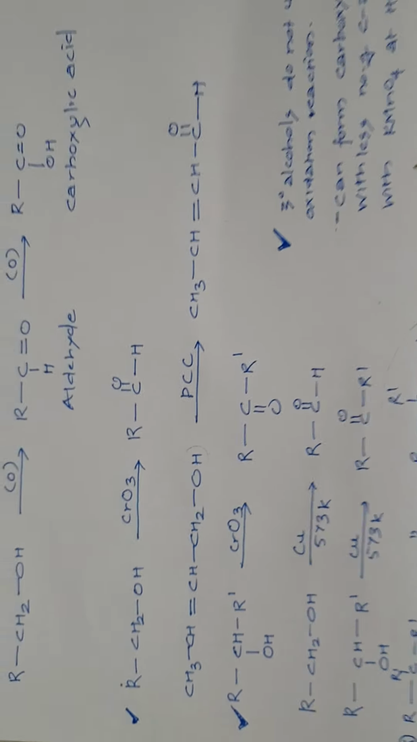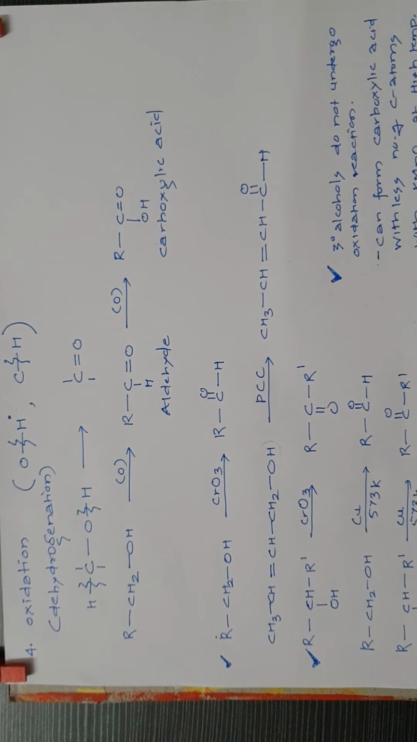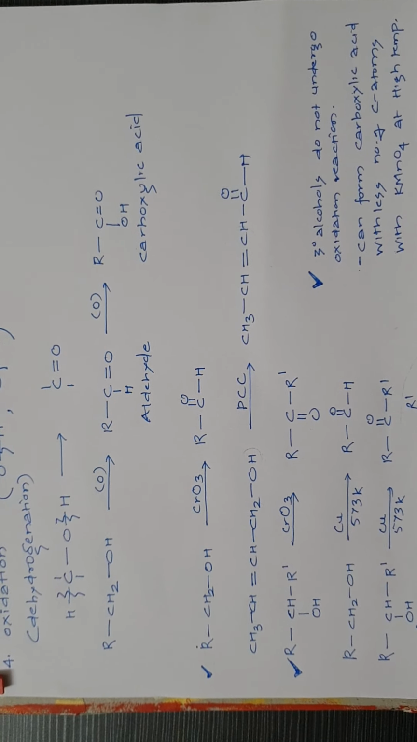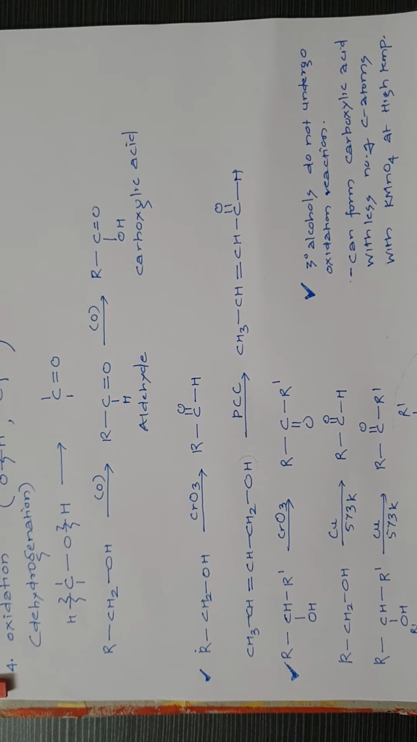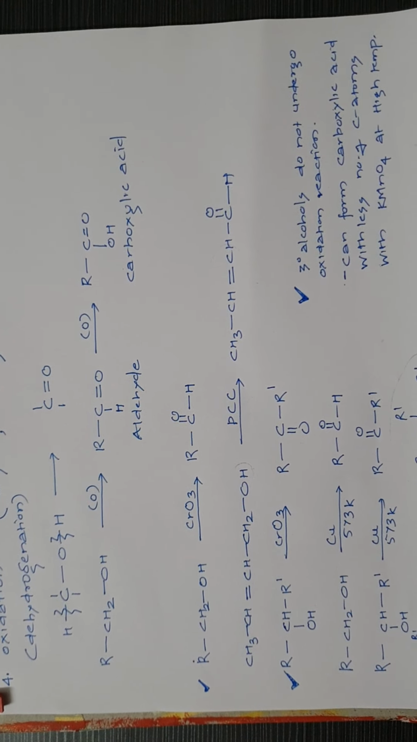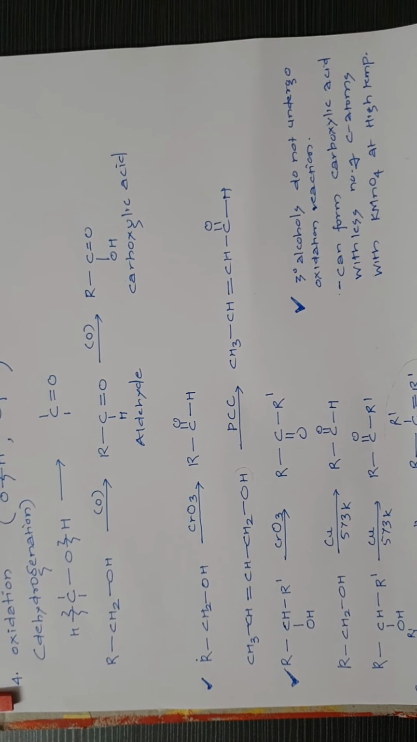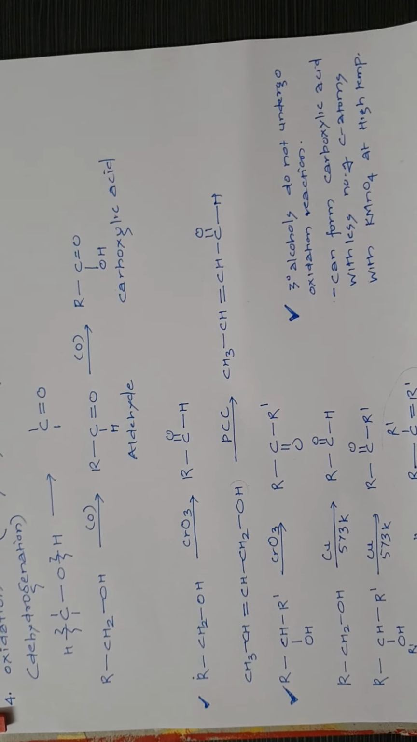So, this is with respect to oxidation of alcohols. What we find is primary and secondary alcohols undergo oxidation to give us aldehydes and ketones respectively. Tertiary alcohols undergo elimination reaction, thus giving alkene as the product.